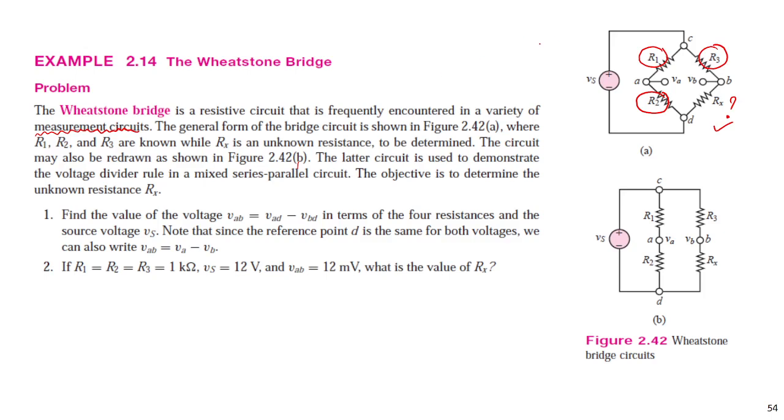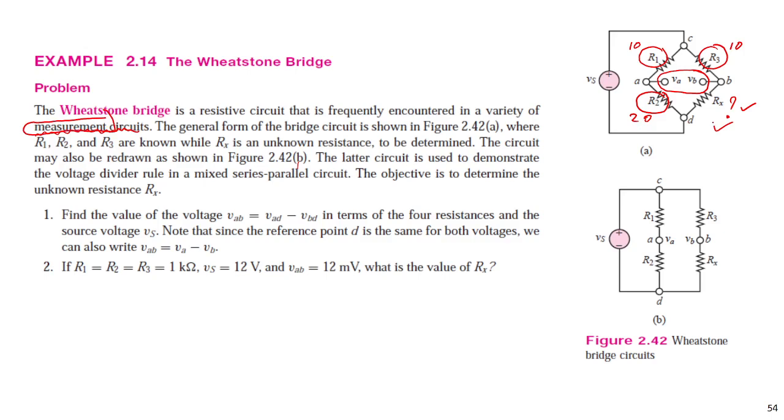For example, if we know R1 is 10 ohm, R3 maybe 10 ohm, and R2 we put is 20 ohm, and we measure the voltage between VA and VB, we can obtain Rx by calculation. And this circuit is very popular in measurement circuits.